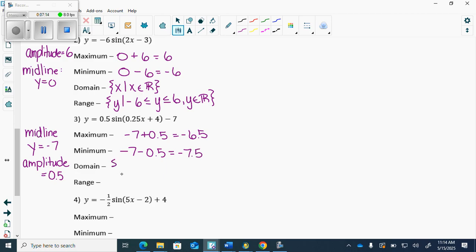My domain is x such that x is in the reals. And my range is y such that negative 7.5, the lowest, is less than or equal to y is less than or equal to negative 6.5. Do you see how they're the same sign? Low to high.